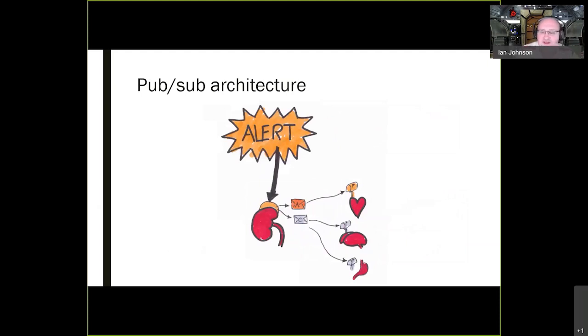We have, as I've been alluding to, a pub-sub architecture inside our own code. This is the endocrine system. It's a major communication system for our body. So much of our body communicates via hormones. And the classic example is if you feel threatened, an alert is raised to your adrenal glands, which produces adrenaline and cortisol.